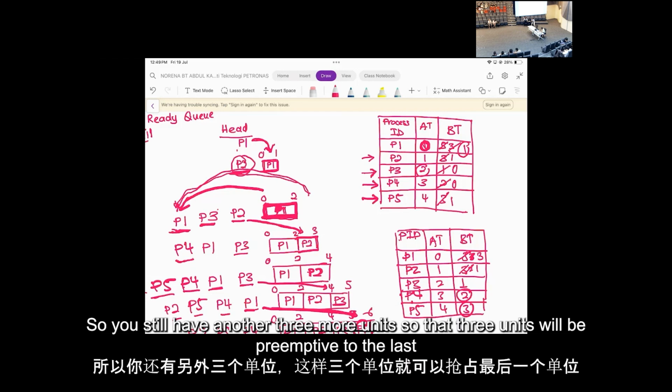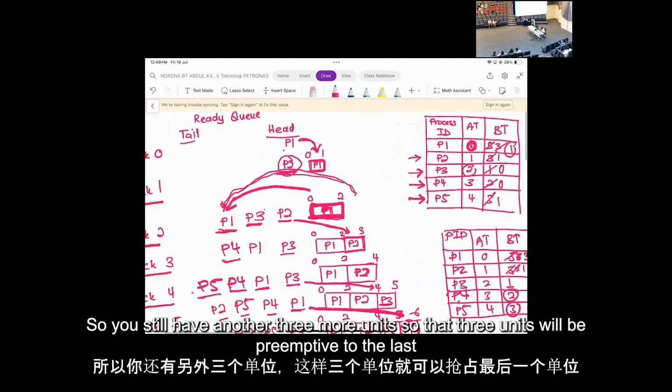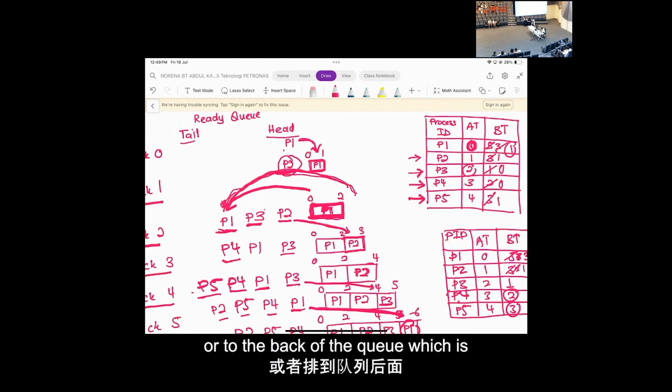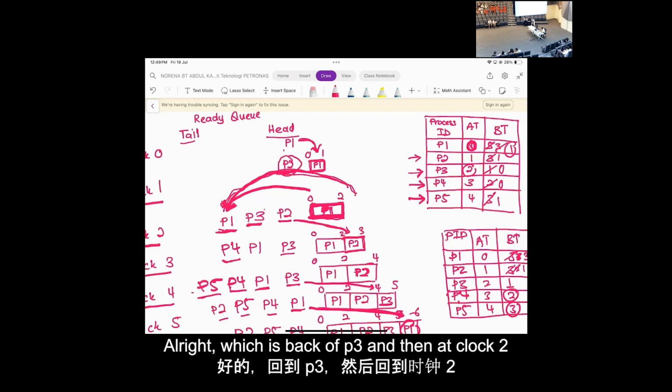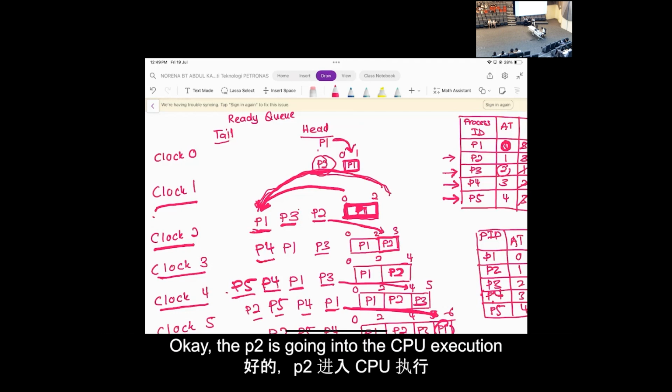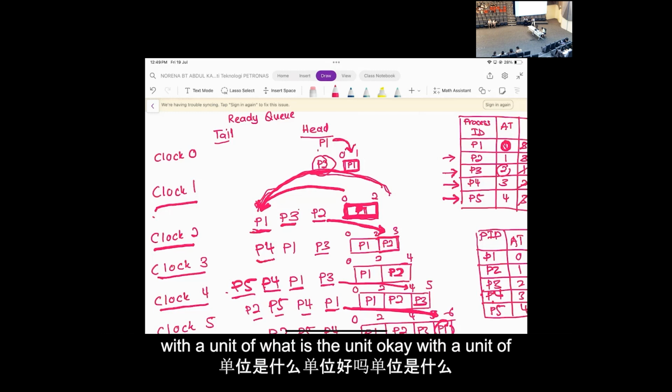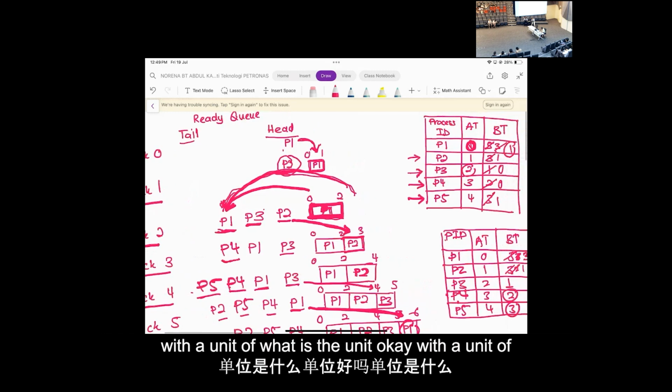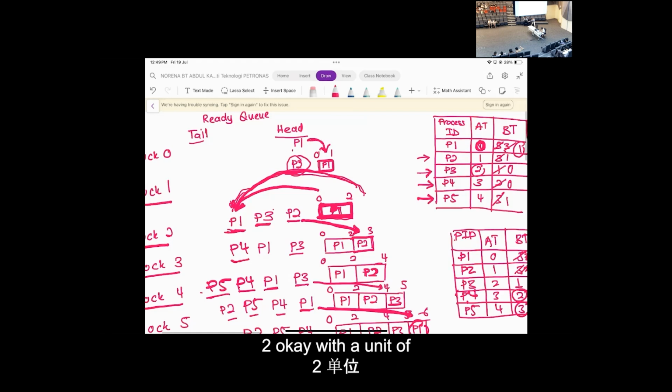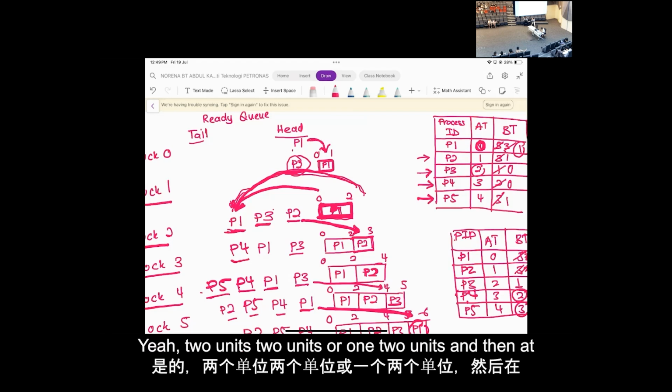So it still has another 3 units. So those 3 units will be preempted to the back of the queue, which is back of P3. Right? Which is back of P3. And then at clock 2, the P2 goes into the CPU execution with a unit of 2, 2 units.